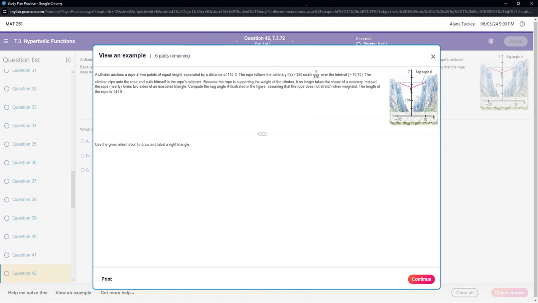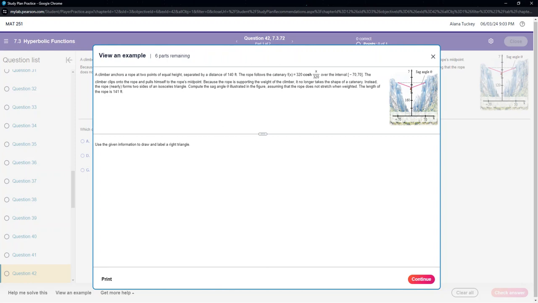A climber anchors a rope at 2 points of equal height, separated by a distance of 140 feet. The rope follows the catenary f of x equals 320 times the cosh of x over 320 over the interval from -70 to 70. The climber climbs onto the rope and pulls himself to the rope's midpoint. Because the rope is supporting the weight of the climber, it no longer takes the shape of a catenary. Instead, the rope forms two sides of an isosceles triangle, more or less. Compute the sag angle theta, illustrated in the figure, assuming that the rope does not stretch when weighted. The length of the rope is 141 feet.